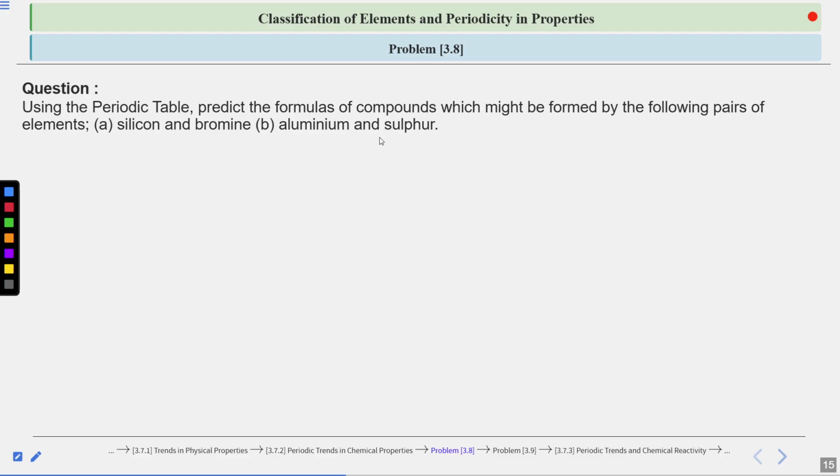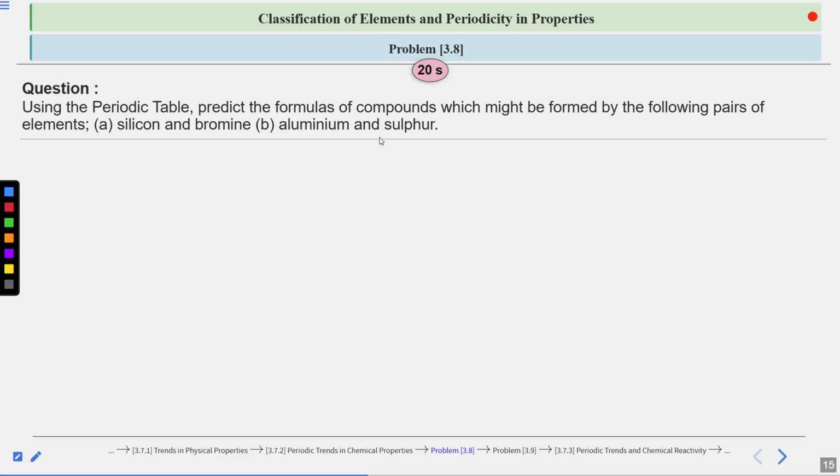let us do a question on what we have dealt with till now. Using the periodic table, predict the formulas of the compounds that might be formed by the following pairs of elements: silicon and bromine, aluminium and sulfur. So I am telling you the groups. Listen very carefully. Silicon belongs to group 14. Bromine belongs to group 17. You know it. Aluminium belongs to group 13. And sulfur belongs to group 16. Now what will be the formula? Your time starts now.